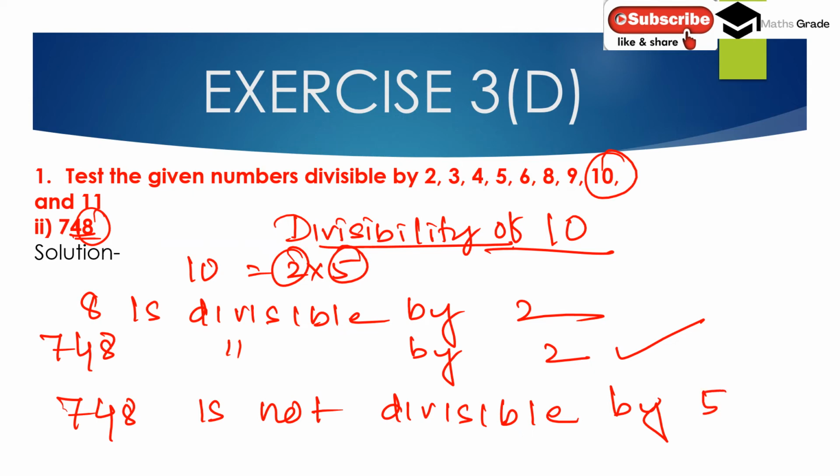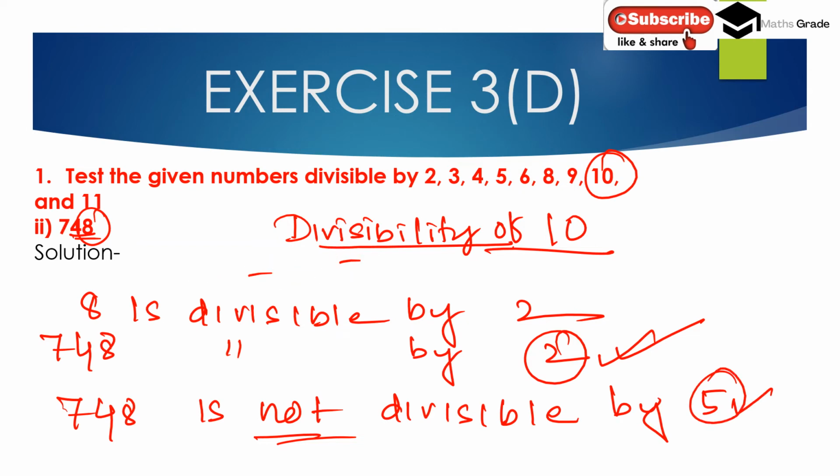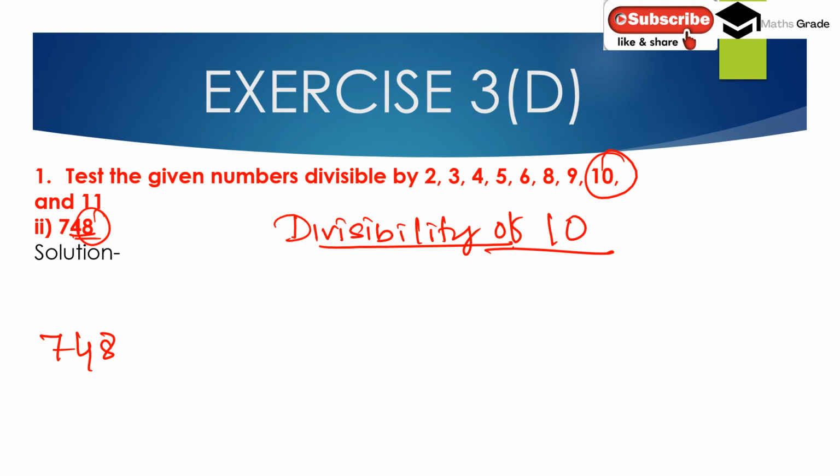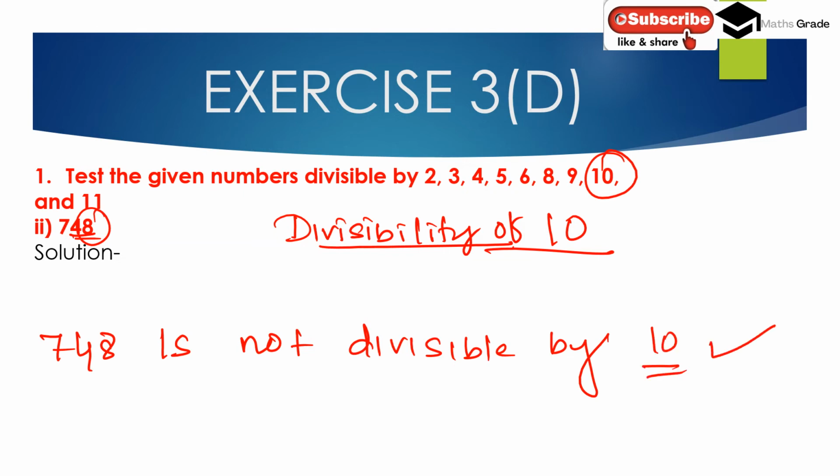Here 748 is divisible by 2 and 748 is not divisible by 5. So the number 748 is not divisible by 10, because 748 is divisible by 2, but 748 is not divisible by 5. So the number is not divisible by 10.